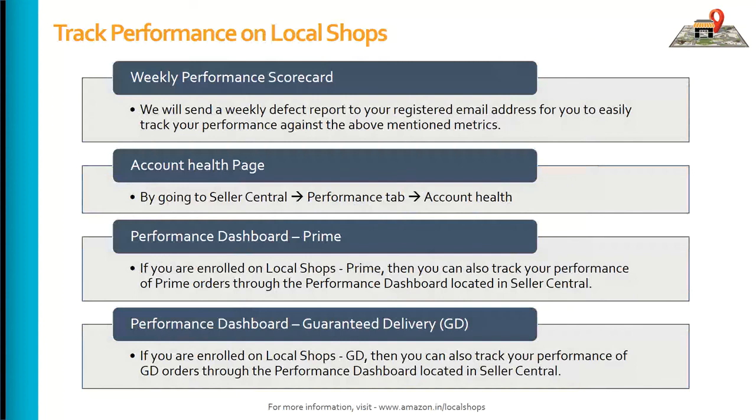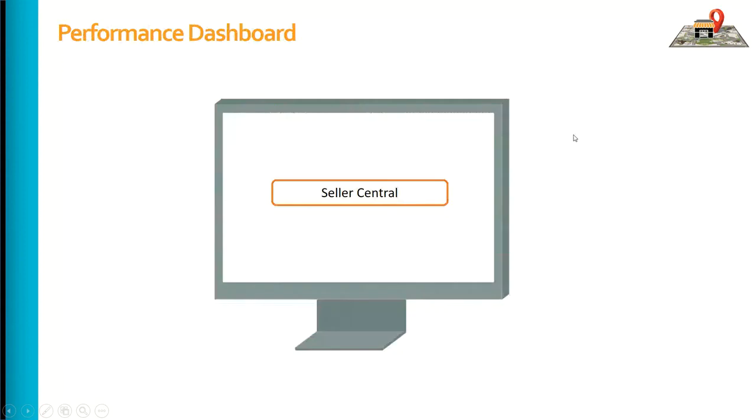All you have to do is go to your Seller Central account, go to the performance tab and account health. Now I want to demonstrate something on a seller account, because this is a new feature that we've just added to our program, which is basically a dashboard. For example, if you are enrolled on Local Shops Prime, then you can also track your performance of Prime orders through the Prime Performance Dashboard located in Seller Central, and that goes for guaranteed delivery as well. So let me quickly share my screen and show how exactly that is done.